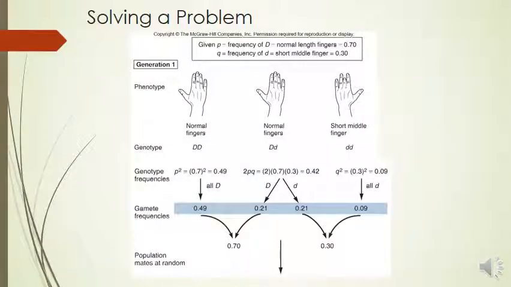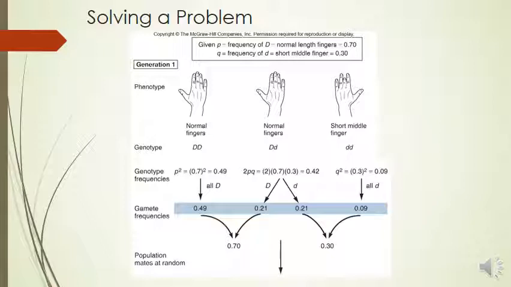Let's look at an autosomal recessive trait to solve a problem using the Hardy-Weinberg equation. This trait is a middle finger that is shorter than the second and fourth fingers. If we know the frequencies of the dominant and recessive alleles, then we can calculate the frequencies of the genotypes and phenotypes and trace the trait through the next generation. The dominant allele, uppercase D, confers normal length fingers. The recessive allele, lowercase d, confers a short middle finger.